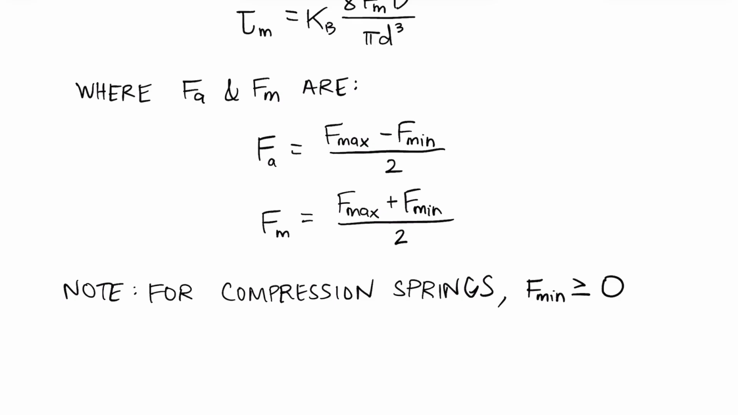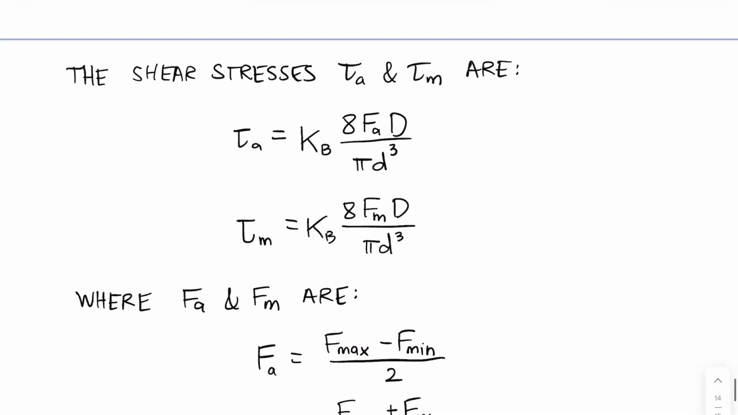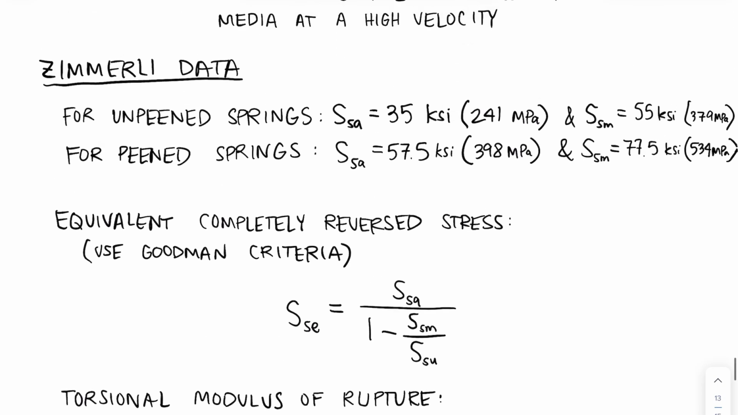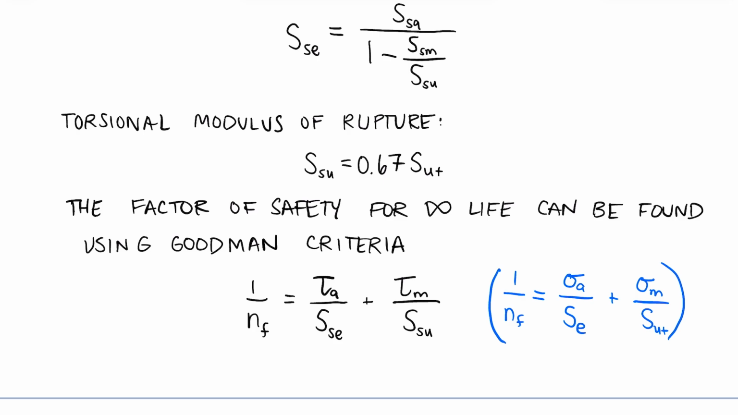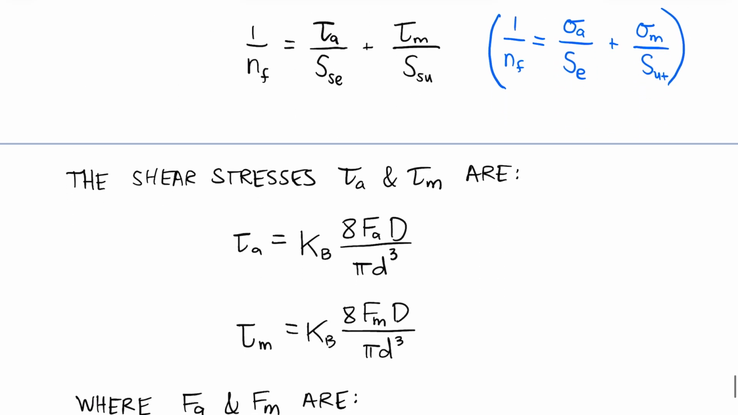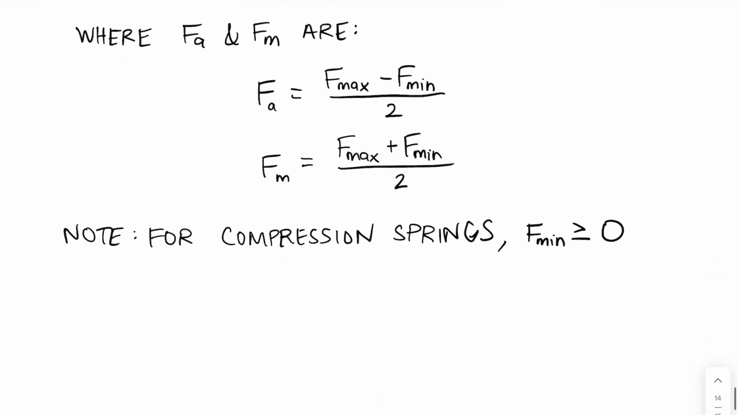Okay, so that covers it for the fatigue of springs. It is very similar to fatigue analyses that we've done in previous lectures. So if you need to go review some of the stuff that we covered in chapter 6, then I would encourage you to do that because we're still going to use it. And other than that, the only new thing you need to keep in mind is this Zimmerli data, which helps us find the endurance limit for springs. And then we have this equation for the torsional modulus of rupture to estimate it from our ultimate tensile strength. Other than that, the rest of this is a repeat of information that we have covered in previous lectures. So this should be easy peasy for you.